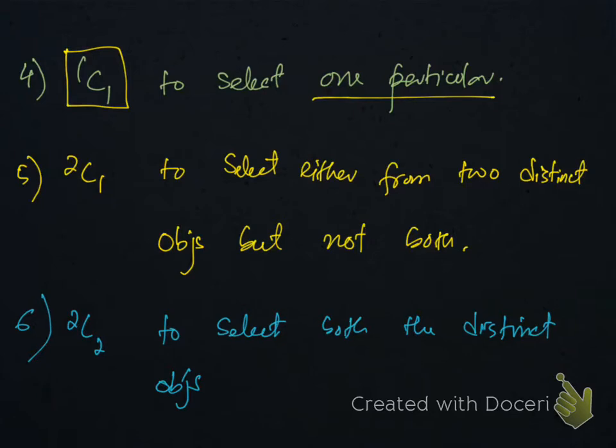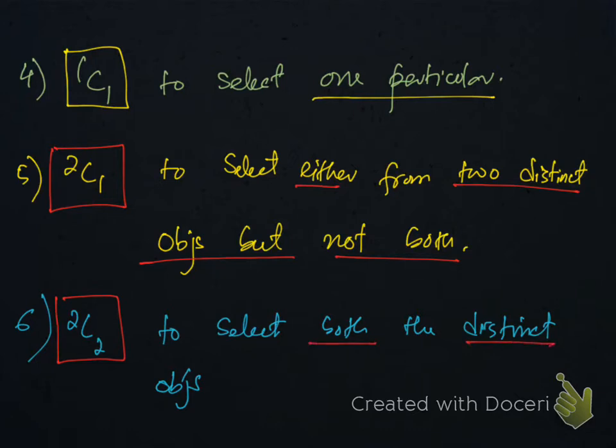2C1 is used to select either from 2 distinct objects but not both the distinct objects. Well, 2C2 is used to select both the distinct objects. Like if we have 2 different objects A and B, and if we have to select both, we should write 2C2 for them.